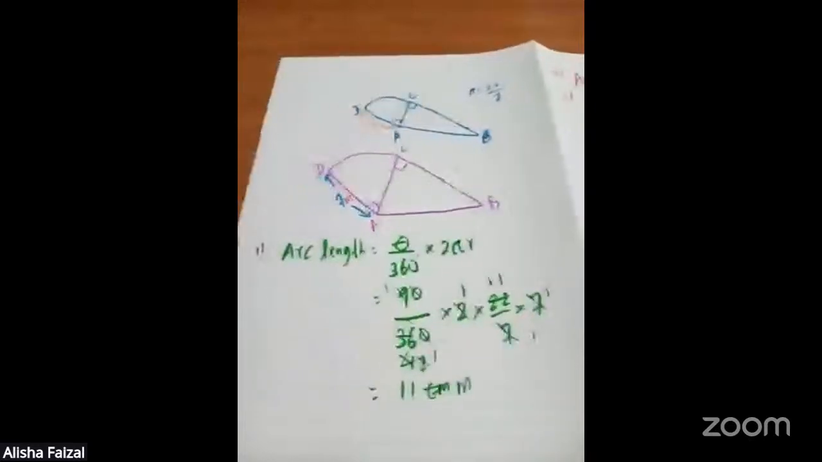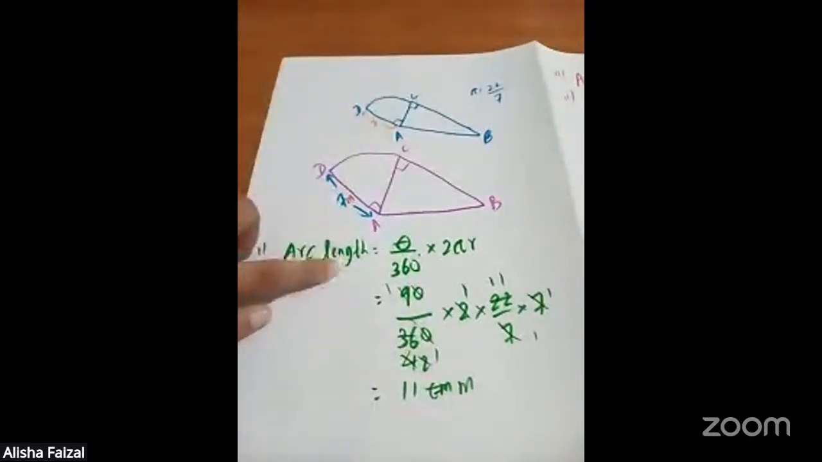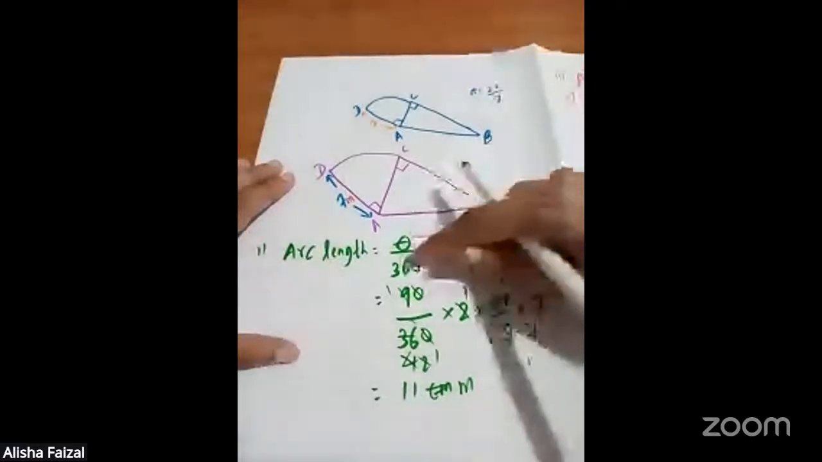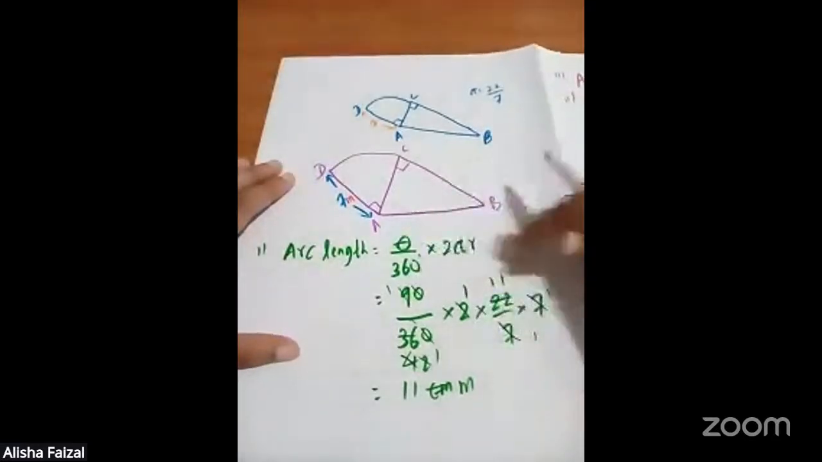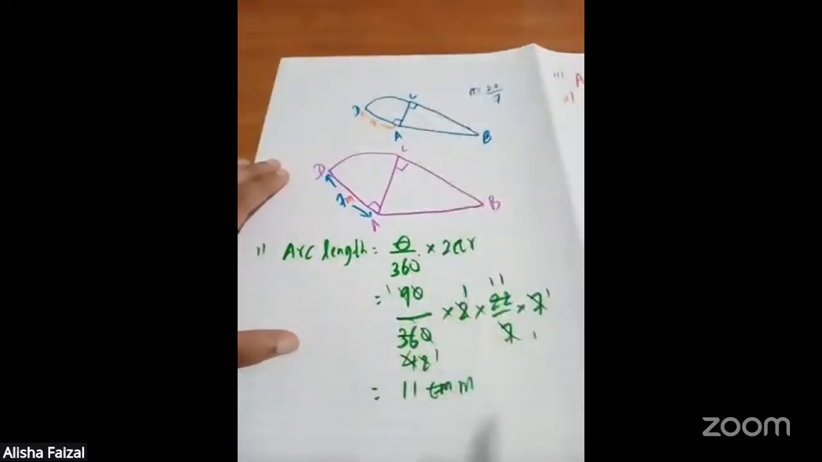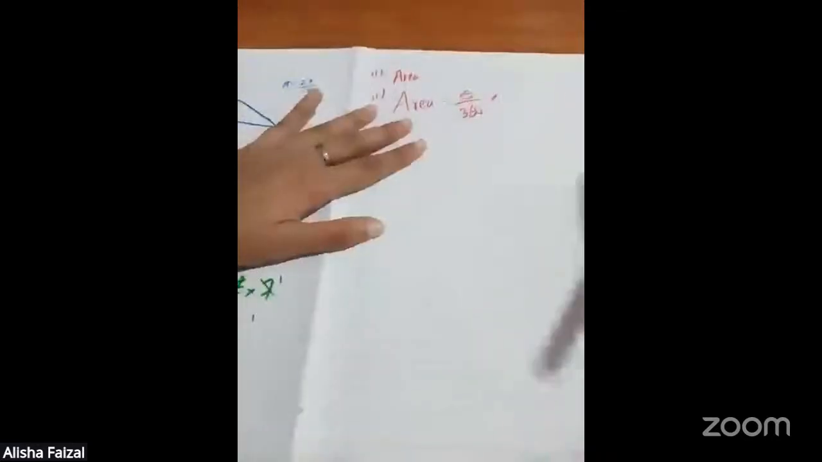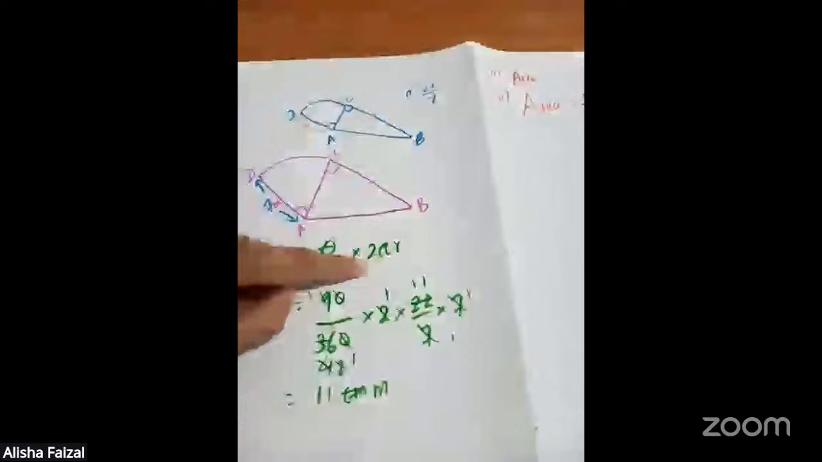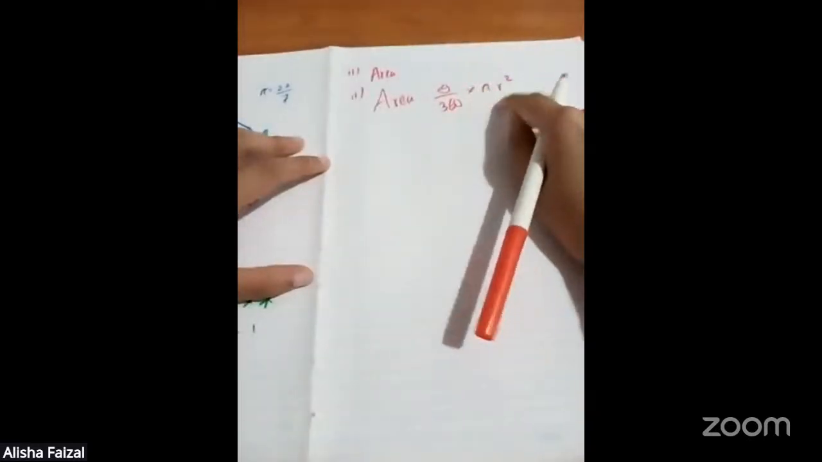Right. When you find the perimeter or arc length, you have to use the equation theta over 360 times 2 pi r. Now, notice one thing. You multiply r once. Why? This is the perimeter. But when it comes to area, theta over 360, you don't write the 2. You write pi and you write r squared. You write theta over 360 times pi r squared.